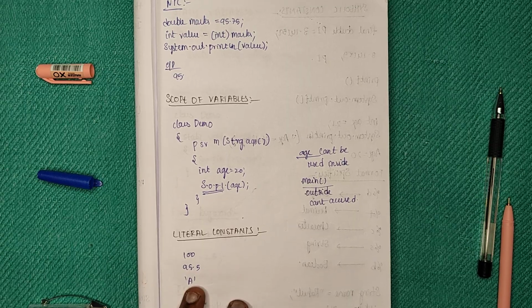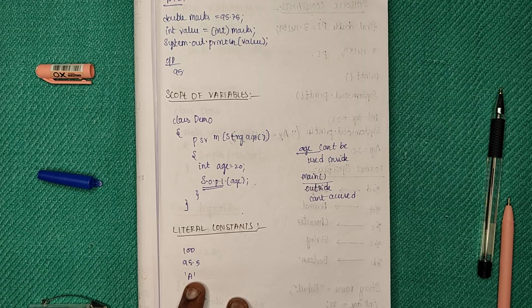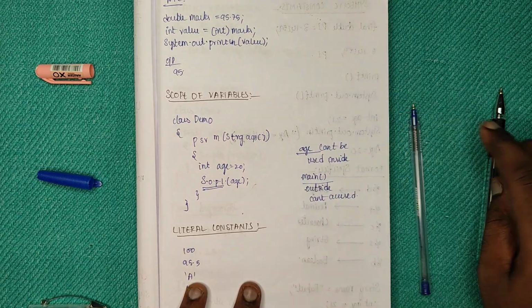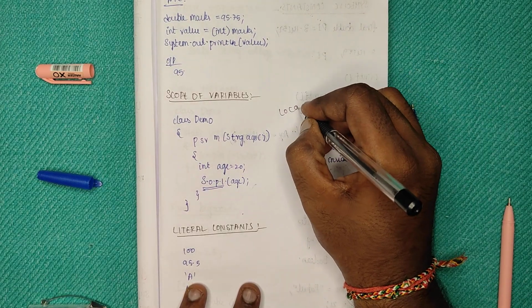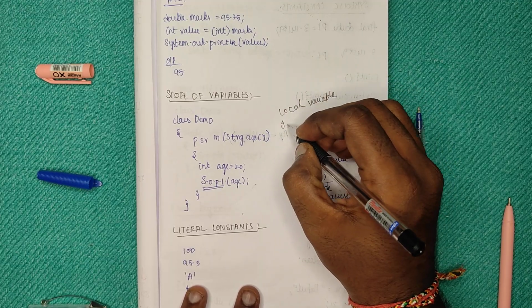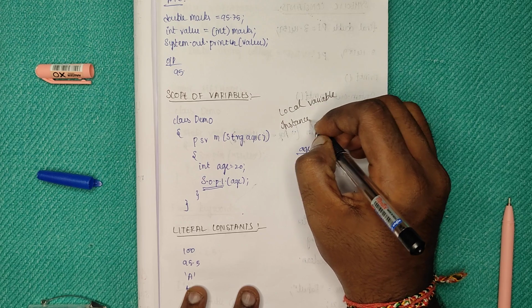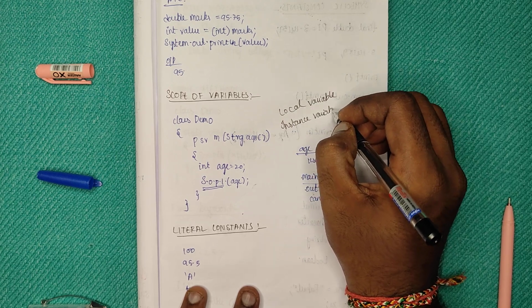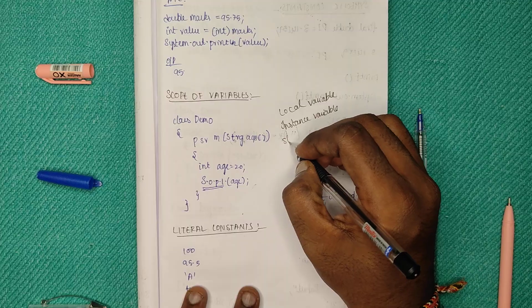Okay, so there are some types: local variable, instance variable, static variable.